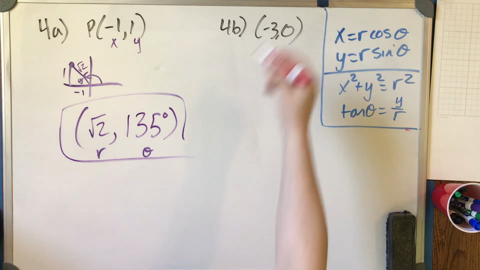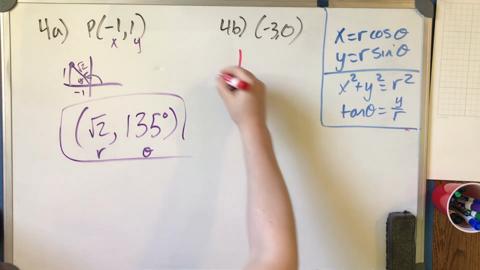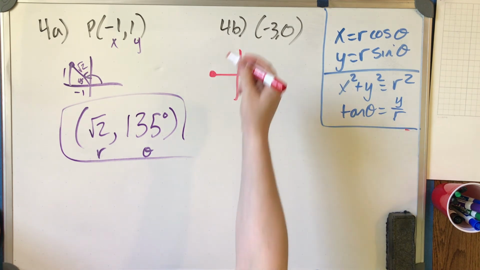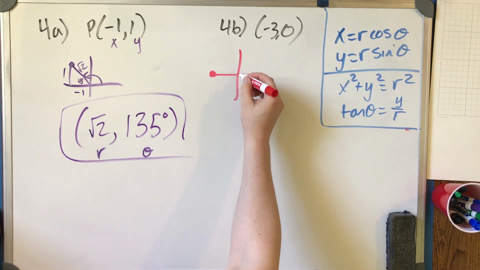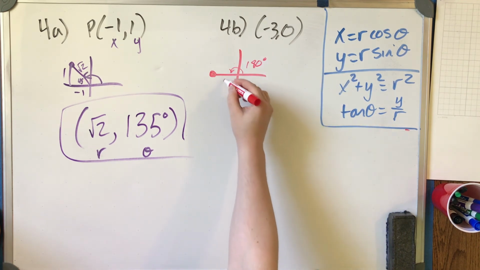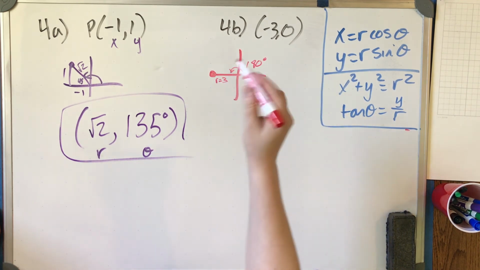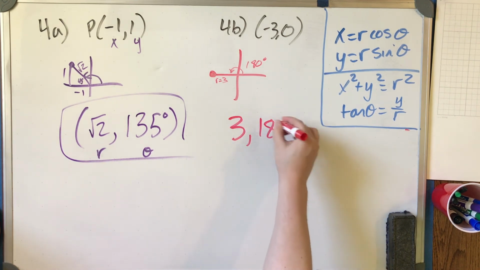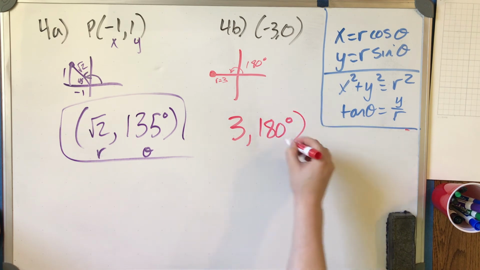Same idea with 4b. I'm just going to draw it real quick. So I find this -3, 0. It is right over here. Let's think about what angle this would be. I think it's easiest to say that that's 180 degrees, and then we would have a radius of 3. Okay, so our polar point is going to be 3, 180 degrees.